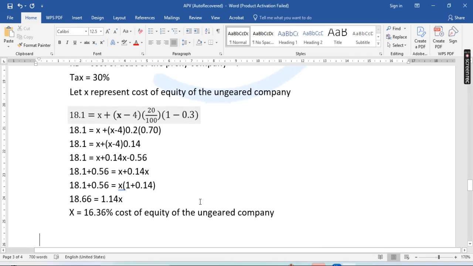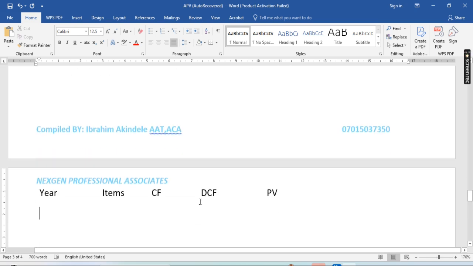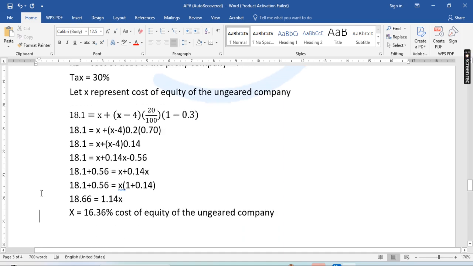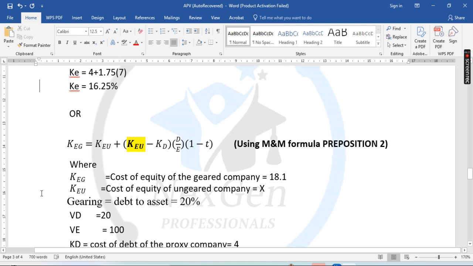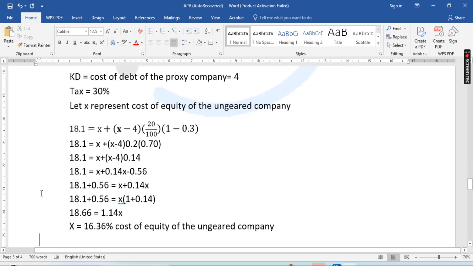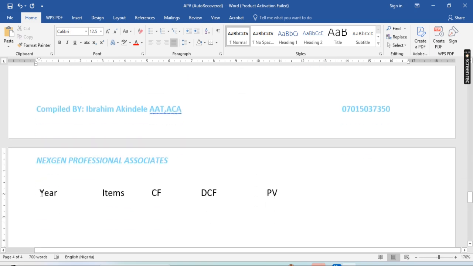So that is the cost of equity of the ungeared company, and it is assumed that the company will be financed by equity. That is why you are using that to discount the project. You can see that we arrive at the same figure, which is 16.36, and we still have 16.3. So in this case, if you want to discount it, we can use 16% and move on.